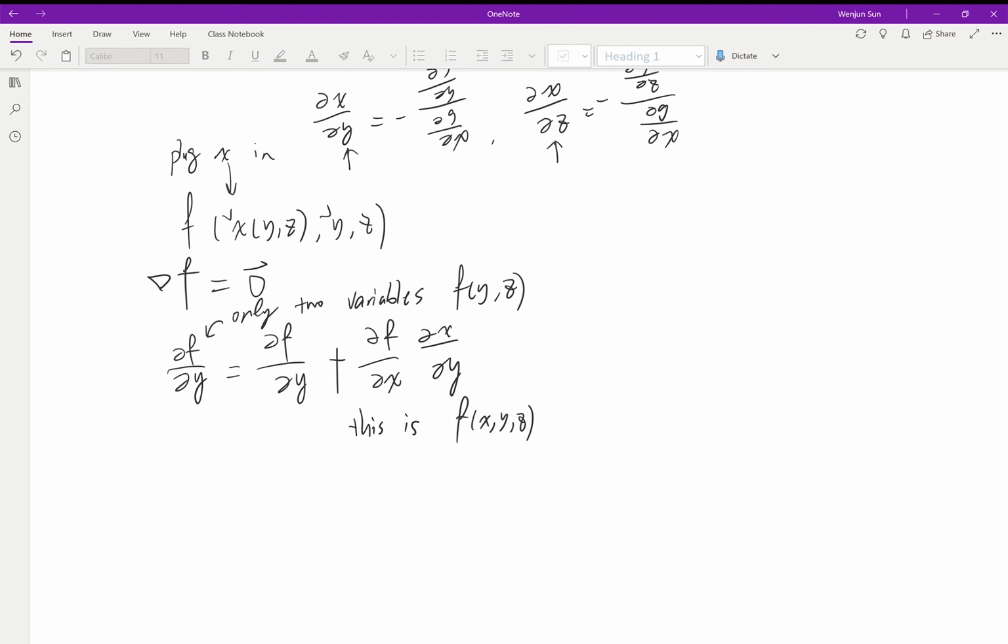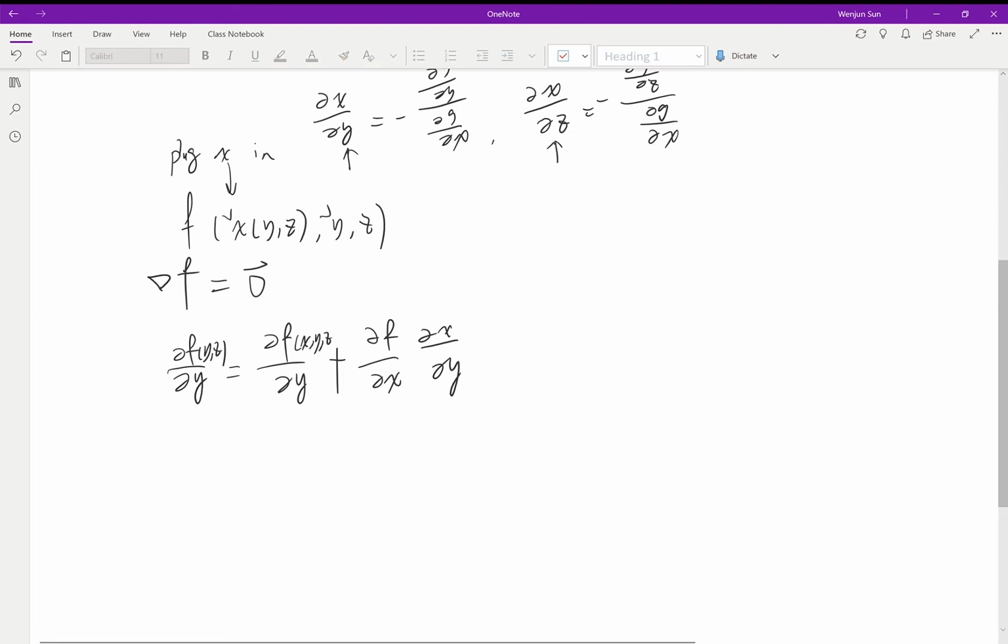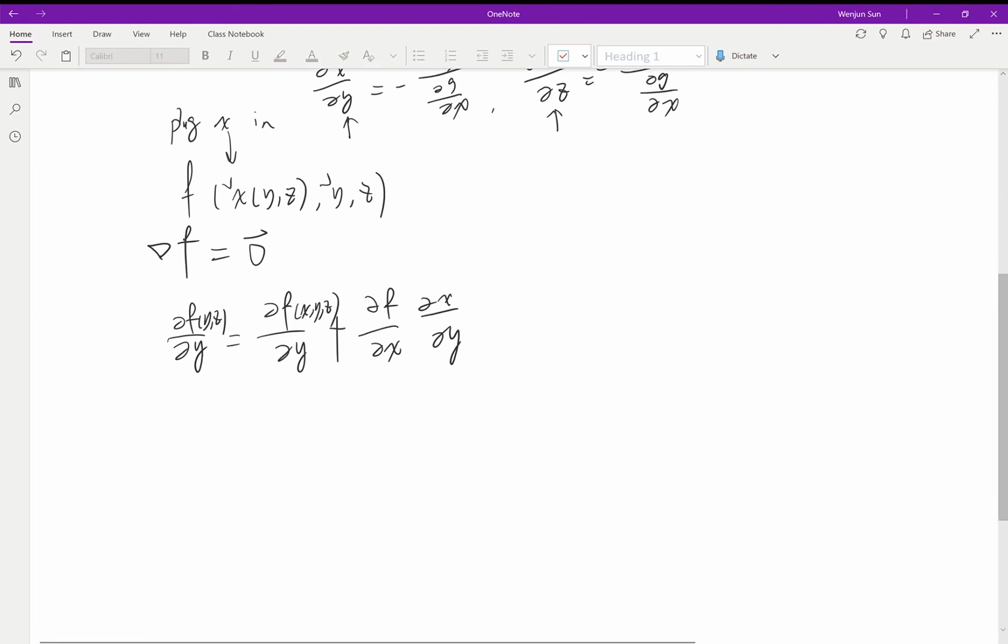Okay, so I'll help you with this. I don't know if Monty helped you with this in notes, but I'll just write this as f of y and z, and f of x, y, z, right? This is the original function. This is our reduced version. And then another condition, this equals 0, right?